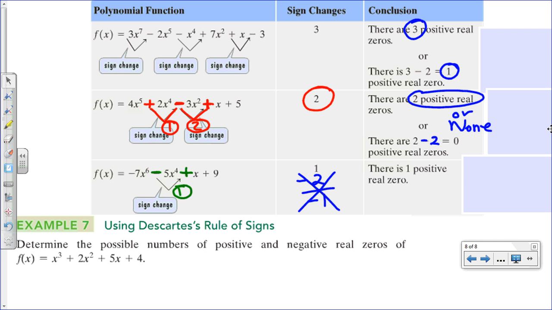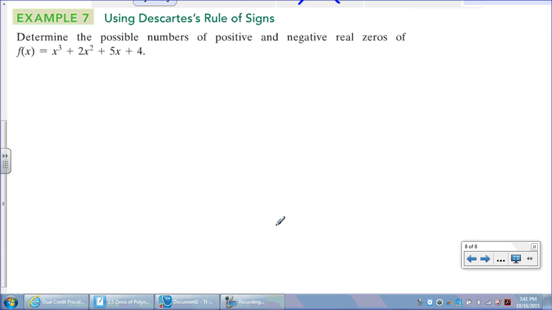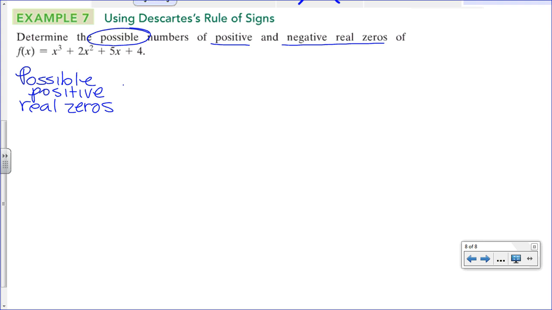So let's do the last problem of this section. So we're going to determine the possible numbers, remember, possibilities of positive and negative real zeros. So let's count the sign changes here. You notice that all the coefficients are positive. So the possible positive real zeros, since there were no sign changes, will be 0 or none.